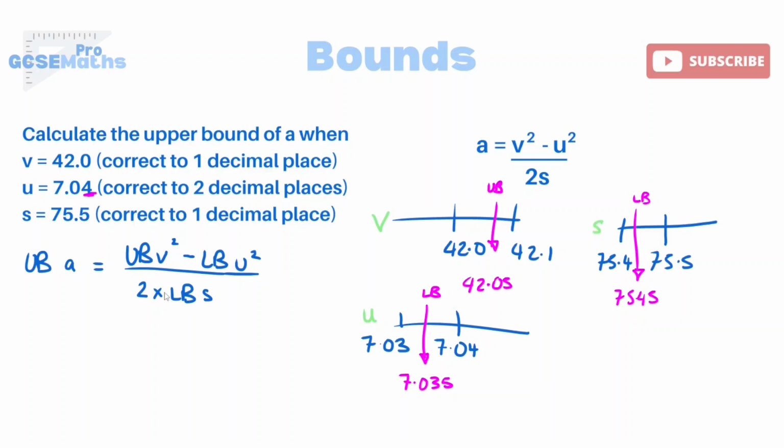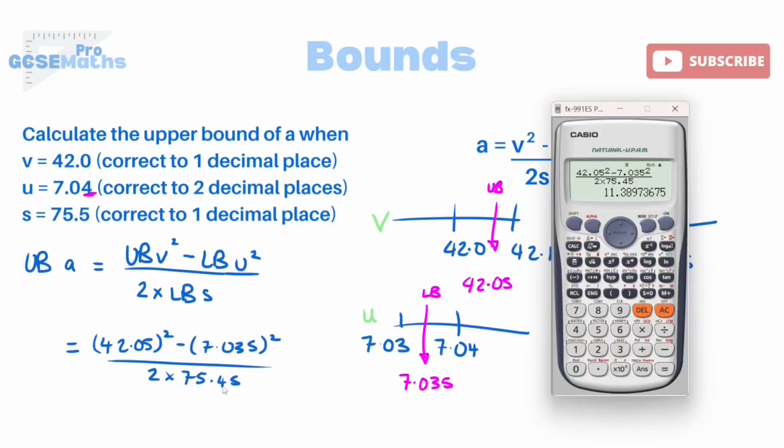And now it's just putting it in your calculator. Obviously, make sure you write it down as well in the formula, but we're going to put this in the calculator. So we've got the upper bound of V, which is 42.05. Don't forget that this one is squared, so that's squared, minus the lower bound of U, which is 7.035, again squared, over, and then 2 times the lower bound of S, which was 75.45. And now we just put everything in the calculator. Okay, and there's our answer.